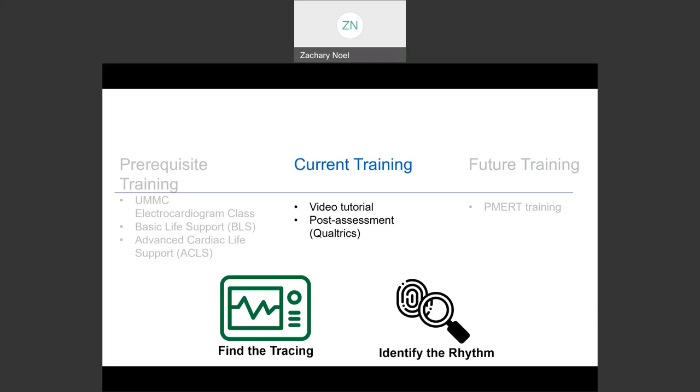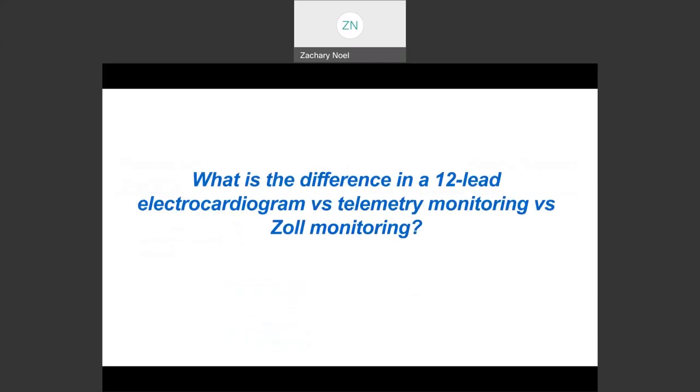And then secondly, identify the rhythm. Find the tracing, identify the rhythm. Those are really the two main things we're going to be focusing on. This latter part, the rhythm identification, you've already had some practice on, so I'm not going to belabor those points.